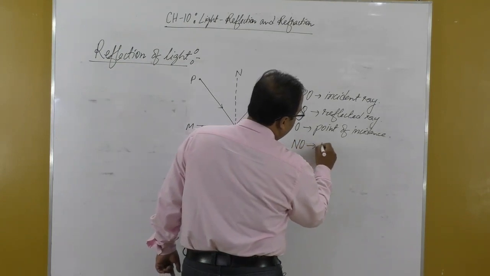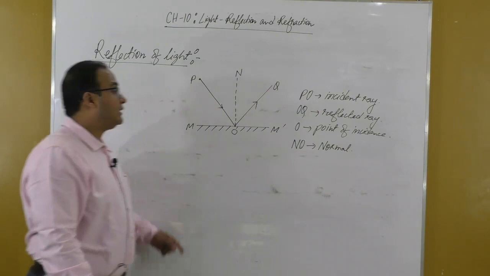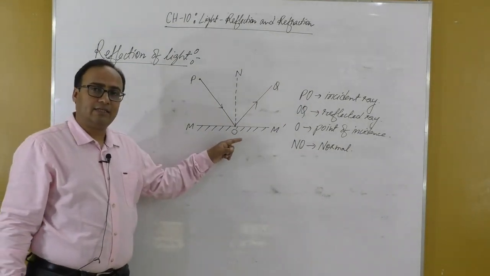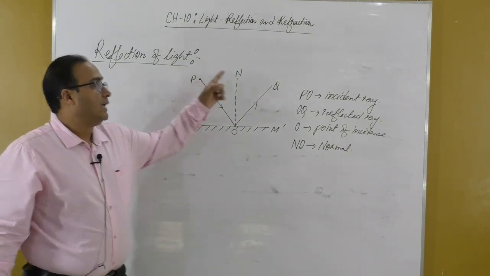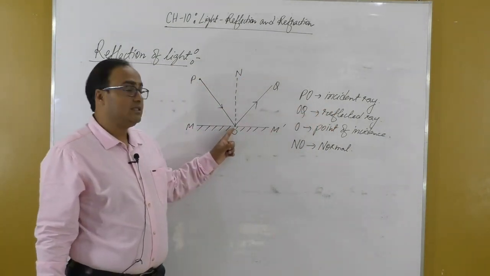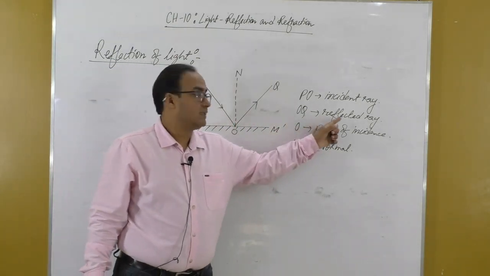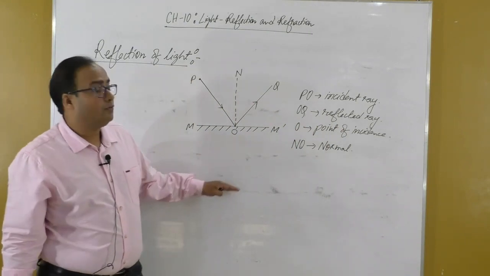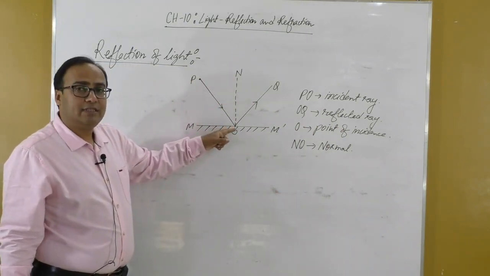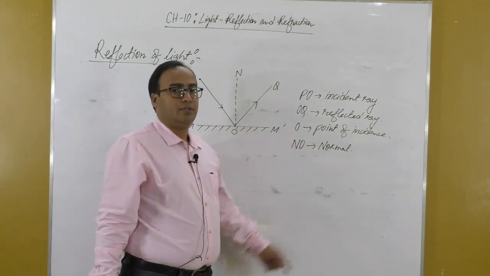NO is called normal. So if I ask you what is incident ray, a ray of light that falls on a reflecting surface at a point is called incident ray. Now what is reflected ray? The ray of light which gets bounced back after incidence is called reflected ray. If I ask you what is normal, the perpendicular drawn at the point of incidence on the reflecting surface or mirror is called normal.